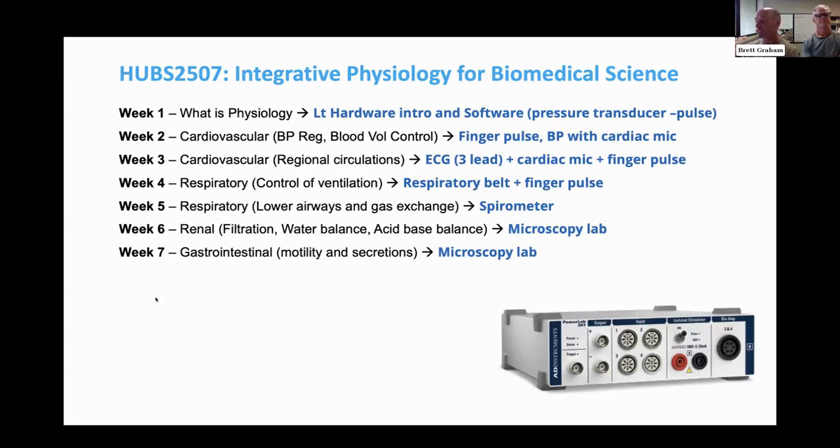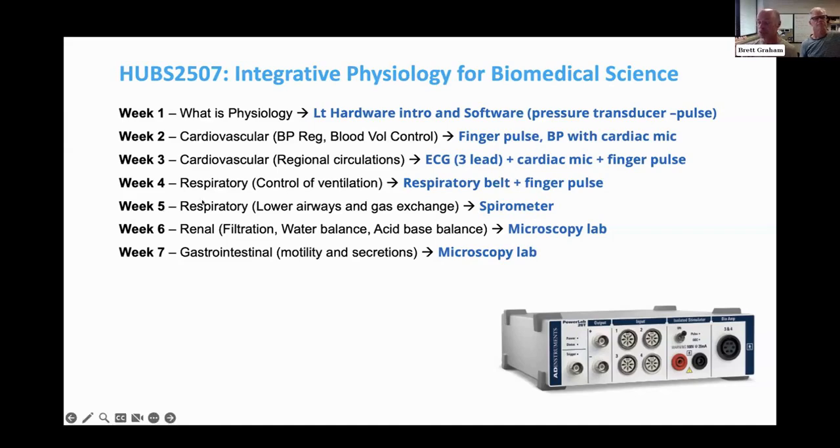So this is the integrative physiology course. We start the semester with what is physiology, and really we're just using the finger pulse transducer, so they record their heart rate and look at heart rate variability. Then we go into cardiovascular, where we use the finger pulse, and we also measure blood pressure with a cardiac mic over their radial artery, so we can digitize that. Second week of cardiovascular, we do 3-lead ECG, as well as using the cardiac mic, this time over the heart, and the finger pulse. So interestingly, we're looking at heart function across 3 different parameters that we're measuring.